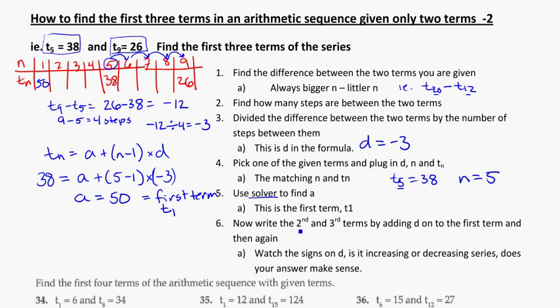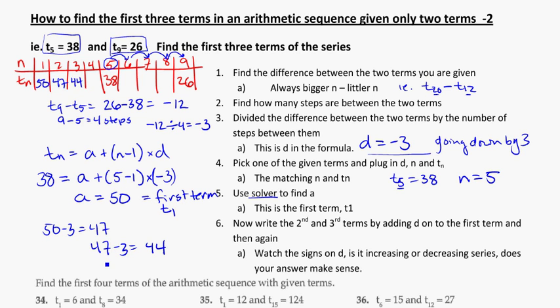Now from that, I need to figure out what my second and third terms were by either adding or subtracting the d value that I've figured out. So I know that my d is negative 3. I'm going down by 3 between each term. So if I start at 50, 50 minus 3 is 47, and then 47 minus 3 is equal to 44. So I should have 47 and 44. So my first three terms, the answer would be 50, 47, and 44 for my first three terms.